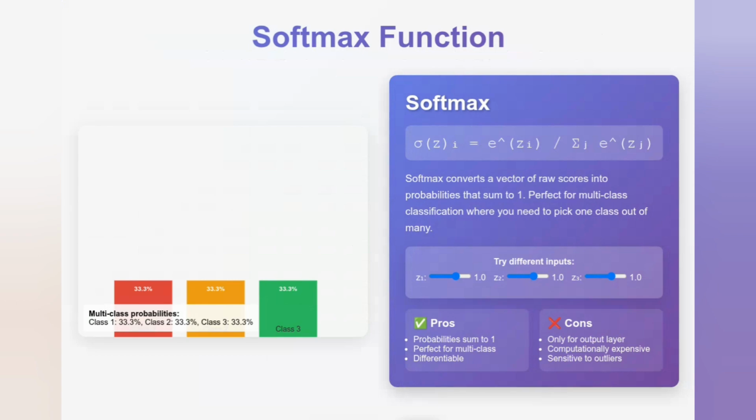that specific category. Its formula is sigma of z_i equals e to the z_i divided by the summation of j equals 1 to k of e to the z_j. See on the graph how the bars represent the probabilities for each class, and if one input score is much higher, its probability dominates, while still ensuring the sum is 1. This is perfect when you need to classify an item into one and only one category, like identifying an image as a cat, dog, or bird, but not all three at once.